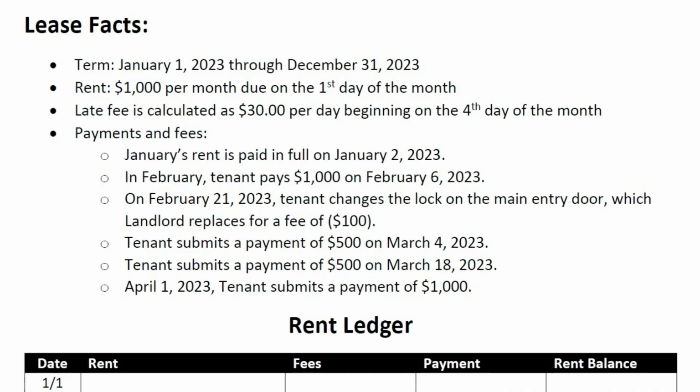The facts. We have a tenant that has a $1,000 per month lease. All right? Late fees are calculated at $30 per day beginning on day 4, because that's the soonest that Texas law will allow us to assess a late fee. That does not mean, by the way, that rent isn't due until the 4th. Remember, rent is due on the first day of the month or before. They can pay early, I don't mind that, but it can't be paid after and still be called on time.